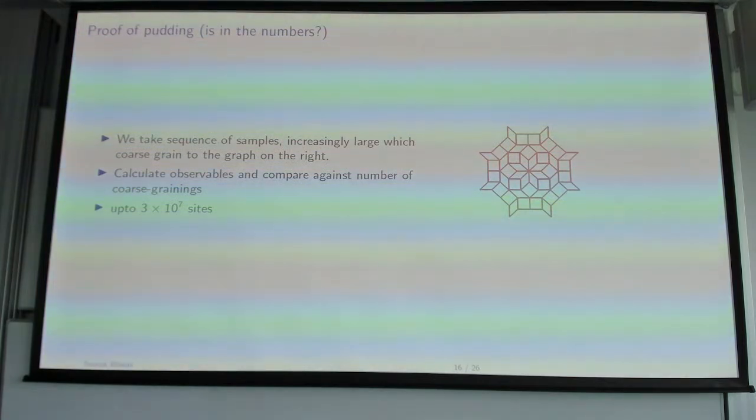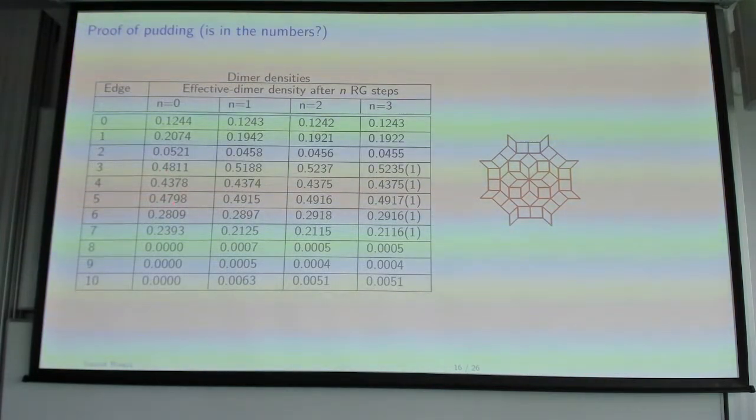I start with a reasonably small sample, maybe order 100 edges, and then I consider samples which are larger, but which coarse grain to this sample, right? I consider this series of things, and then I consider observables of this coarse-grained lattice for larger and larger samples. I consider reasonably large sizes. The largest classical sample I considered had about 3 × 10⁷ sites, which coarse-grained to this. And now, to show that they work, I first show the dimer densities everywhere. I'm really sorry to show you these ugly numbers, but there's no other way to actually convince you that the dimer density on all edges with RG transformation actually goes to some sort of a fixed point.